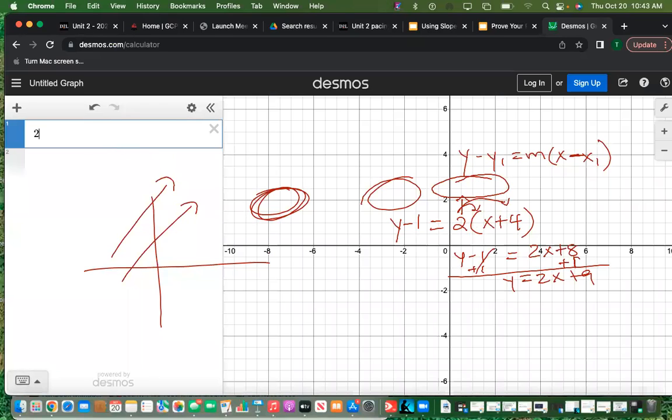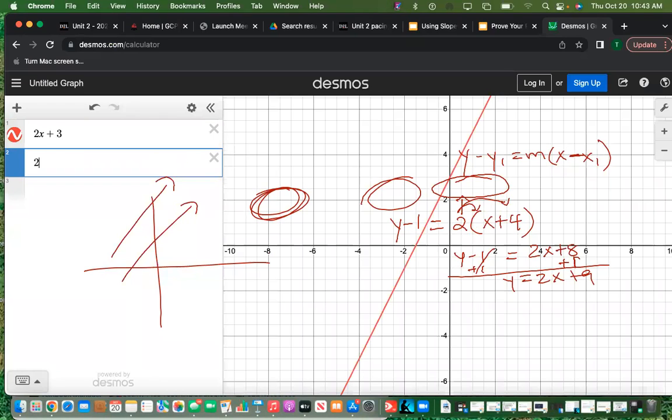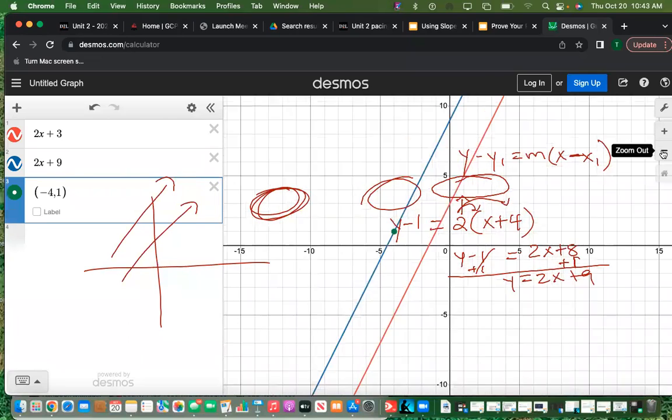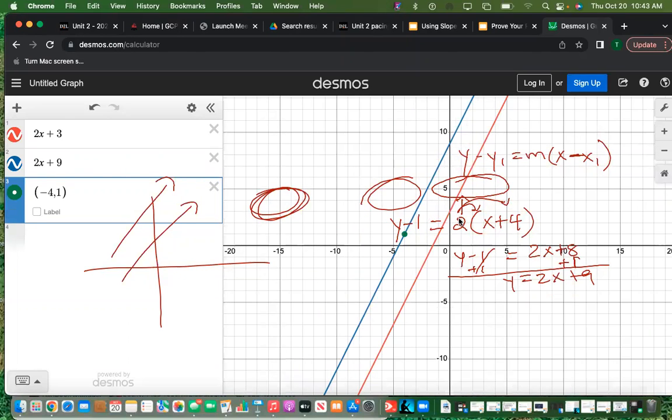I'm doing 2x plus 3. And then I got 2x plus 9, right? Then I want to graph the point -4, 1, and I'm going to zoom out. Then they say draw a parallelogram. So I'm going to take this off the screen and then put it back on.